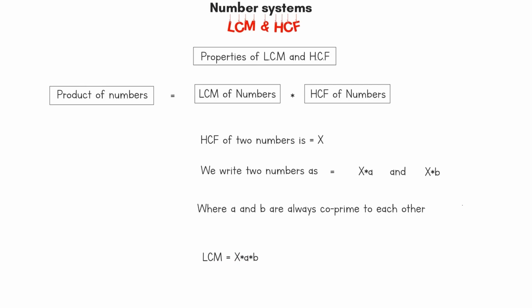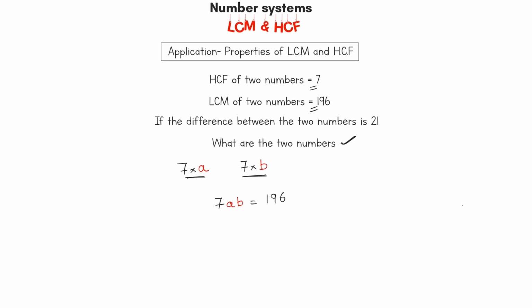We know this as well. My x here is now 7, so 7 into a into b, that will be the LCM, and that is given to me as 196. So I write this to be equal to 196. What do I get from this? I get a and b.